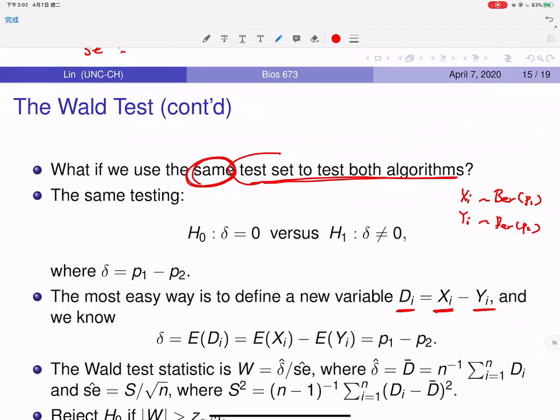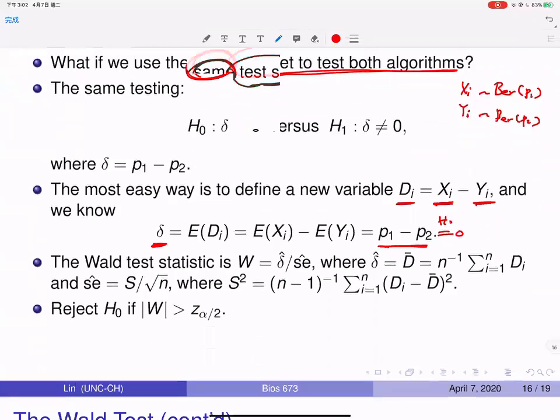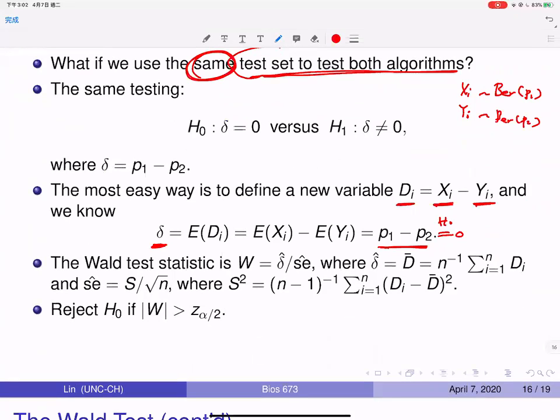You have D_i as X_i minus Y_i. Of course, the expectation of D, delta right here, is P1 minus P2, and under the null hypothesis it's 0. Then it's nothing, just do one thing: you're using D_i to do inference. You don't have to use X and Y to do it anymore. Then you derive the standard error on D. That means your delta hat right here is D bar, using D as a random variable.